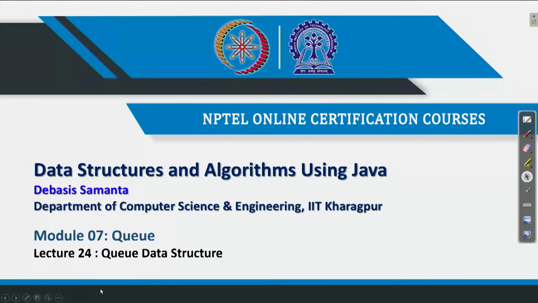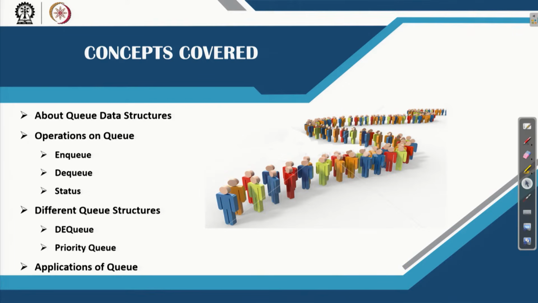We shall start another data structure. It is called queue. Today we shall cover this data structure first, and then different operations of queue. Mainly the operations are called enqueue, dequeue and status. It is just like push and pop.